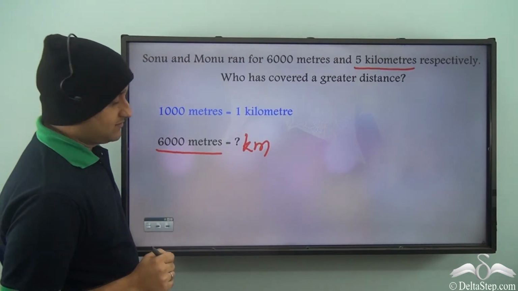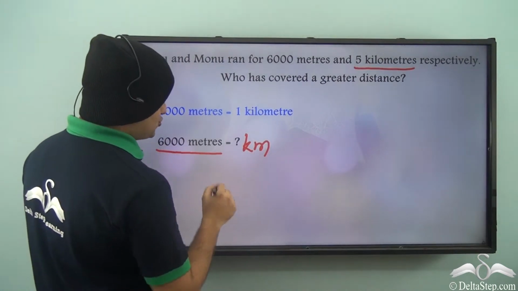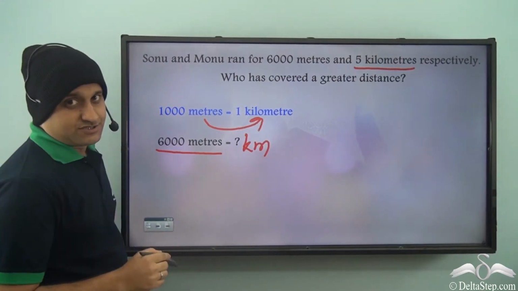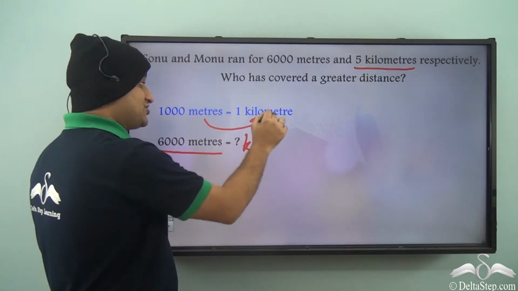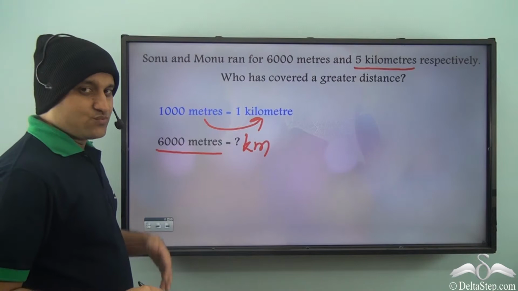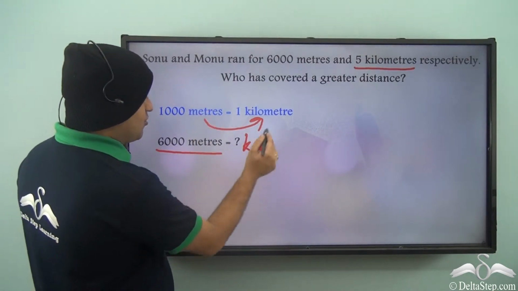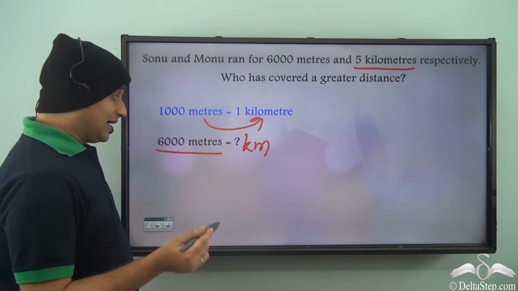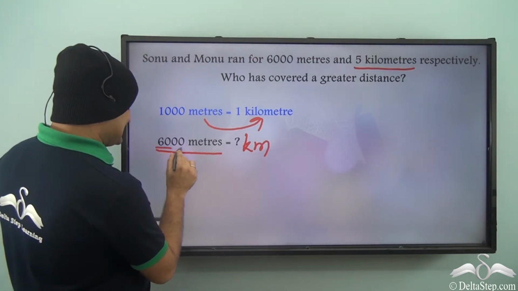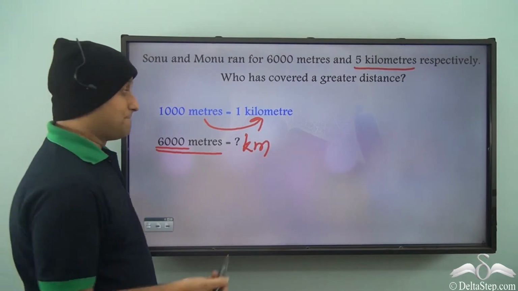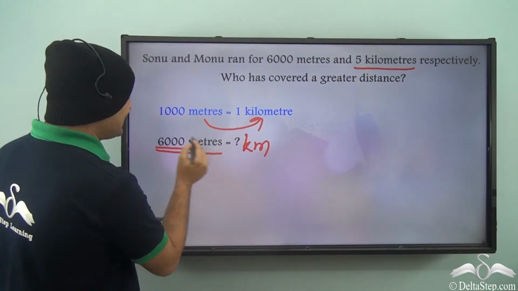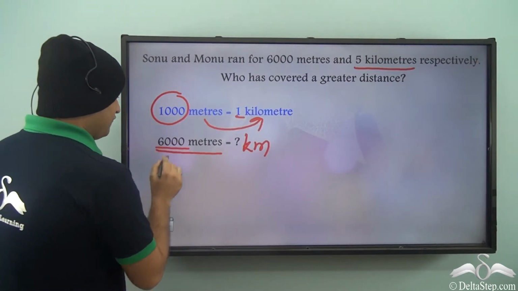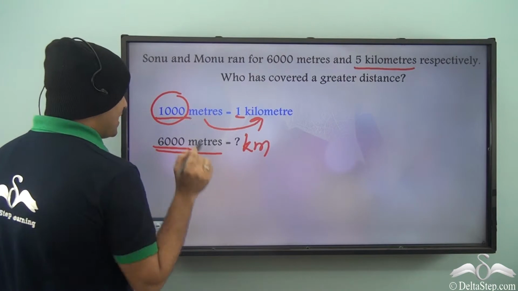Now how do we do that? What exactly are we trying to do? We are trying to convert meters to kilometers. That is, a smaller unit to a larger unit. And what do we do when we have to convert a smaller unit to a larger unit? We divide, isn't it? Now we will divide 6000 by what? By the conversion. We know that 1000 meters is equal to 1 kilometer. So we will divide 6000 by 1000.